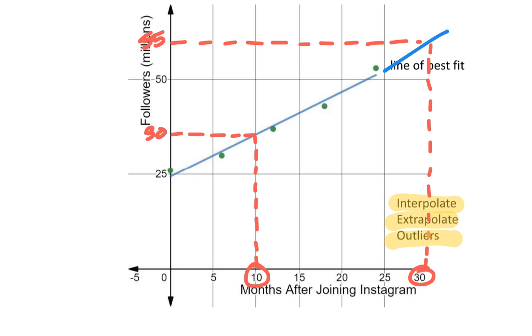Now, we haven't talked about outliers before, but when you think of outliers, I want you to think of outsiders. Outsiders tend to not belong to a group. Take a look at our green points. Do any of them look out of place? I would say that none of them look out of place. Therefore, there are no outliers.